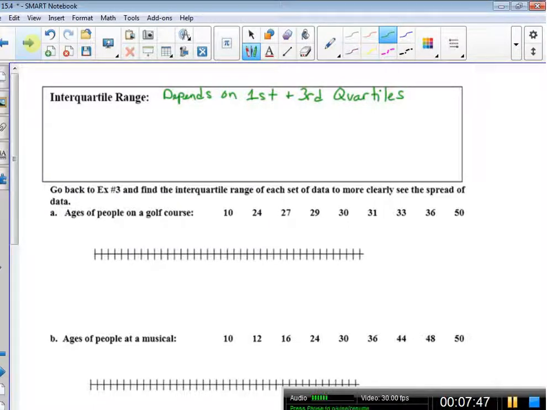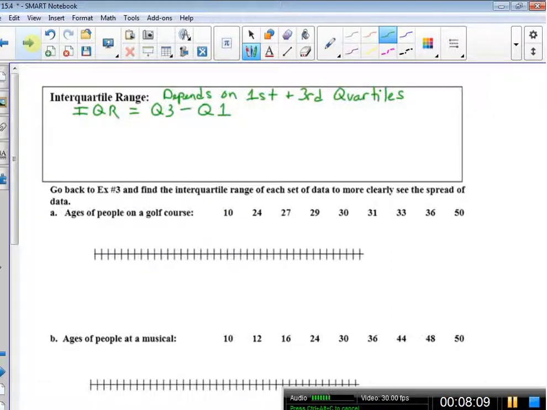The interquartile range, as I like to call it, the IQR, equals quartile 3 minus quartile 1. So it depends on those first and third quartiles. Now, we saw those in the calculator the other day. You can also get them without. Let me give you a little more information, though, first.